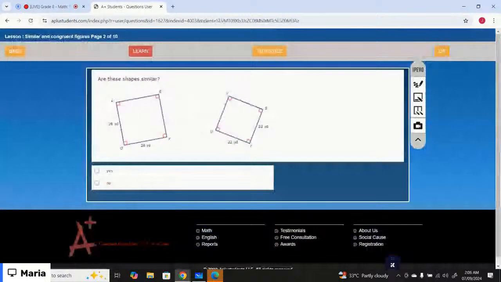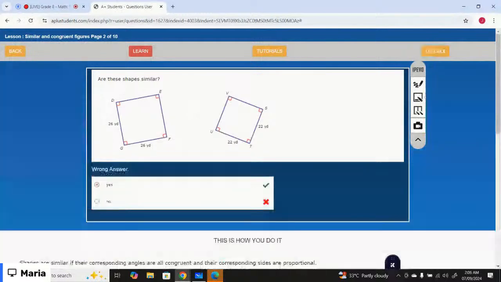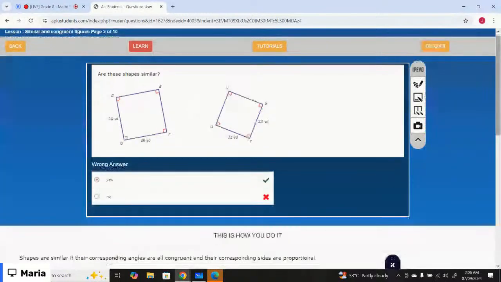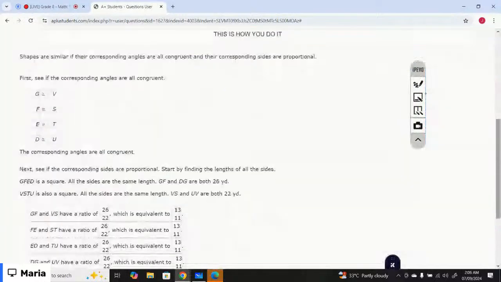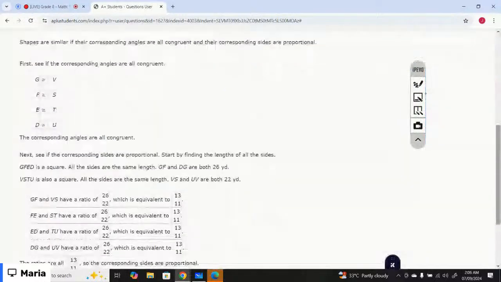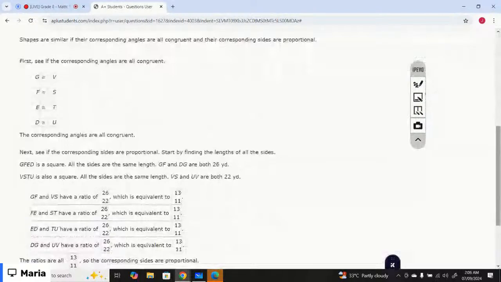Okay. Are these shapes similar? Which is the correct option? Their angles are congruent, but their sides are not. So the correct option is no, their sides are different. But the same is the case for the other one. The sides are in the same ratio for the first one.